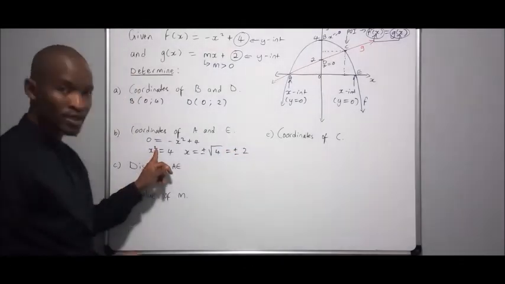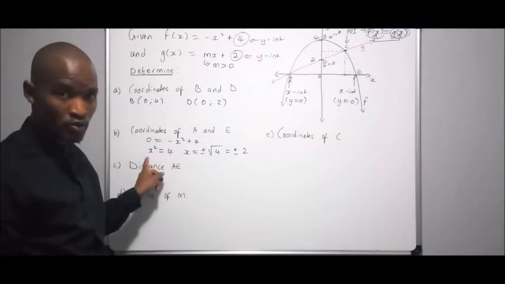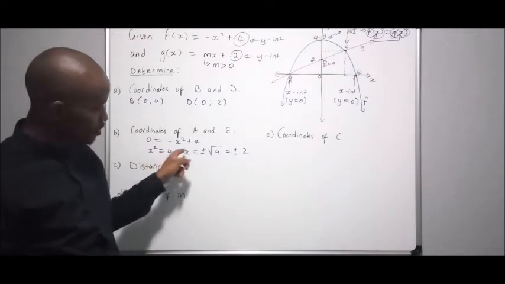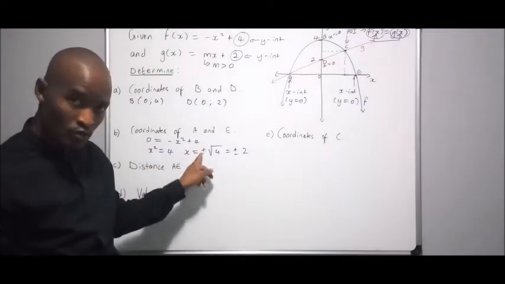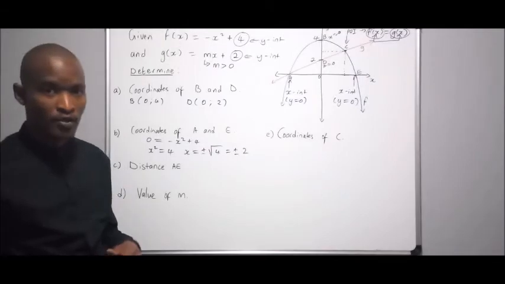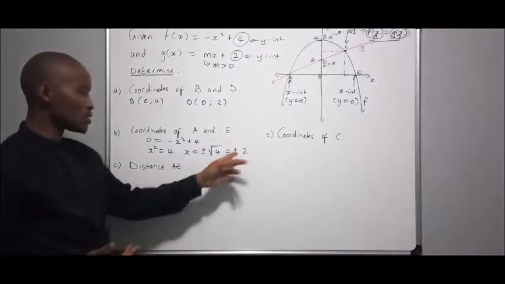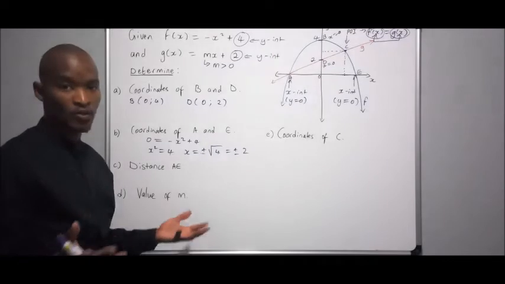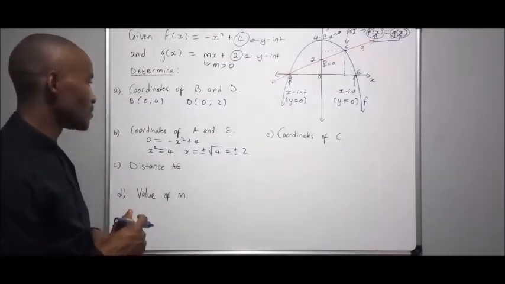Remember, the power of 2 indicates that there are 2 possible solutions for x. So it's very important to indicate a possibility of having those 2 solutions by a plus or minus, which is what you're going to achieve when you factorize as well, if you use that method.